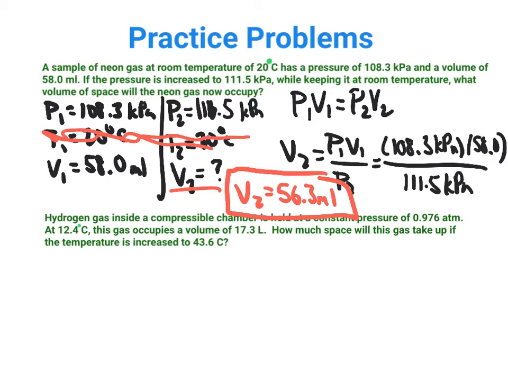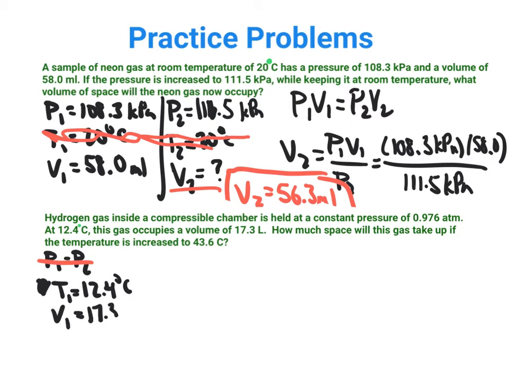Let me erase what I just did so you can actually read the problem. This one says hydrogen gas inside a compressible chamber is held at a constant pressure of 0.976. That means P1 is going to equal P2, and we can just simply ignore it. So instead, let's focus on T and V. T1 is 12.4 degrees C, and V1, it tells us, is 17.3 liters. We then increase the temperature to 43.6 degrees C, and we don't know V2, that's what we're trying to solve.